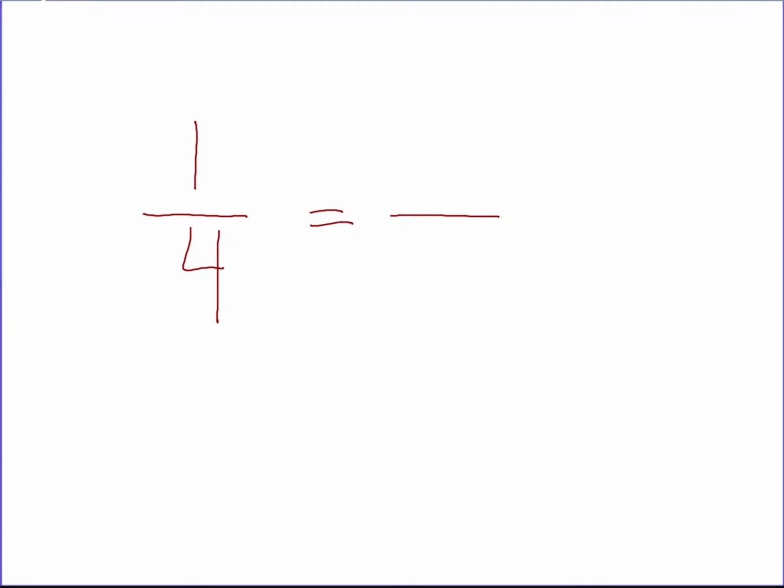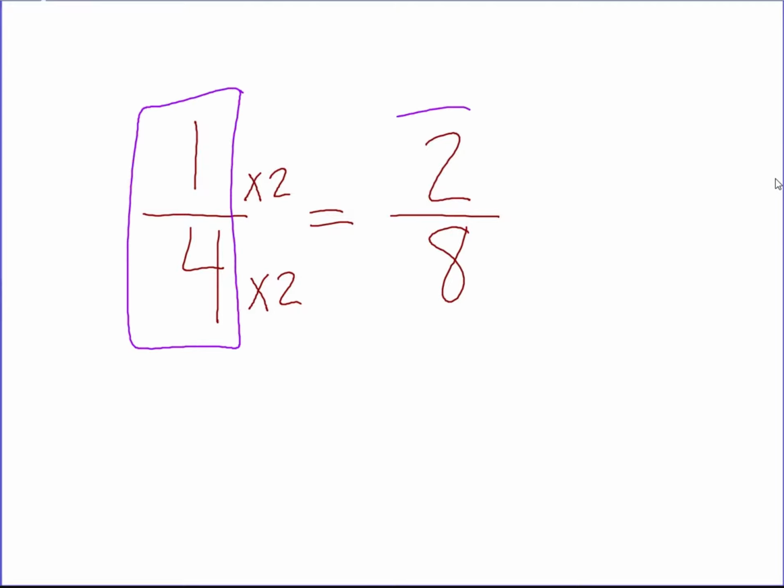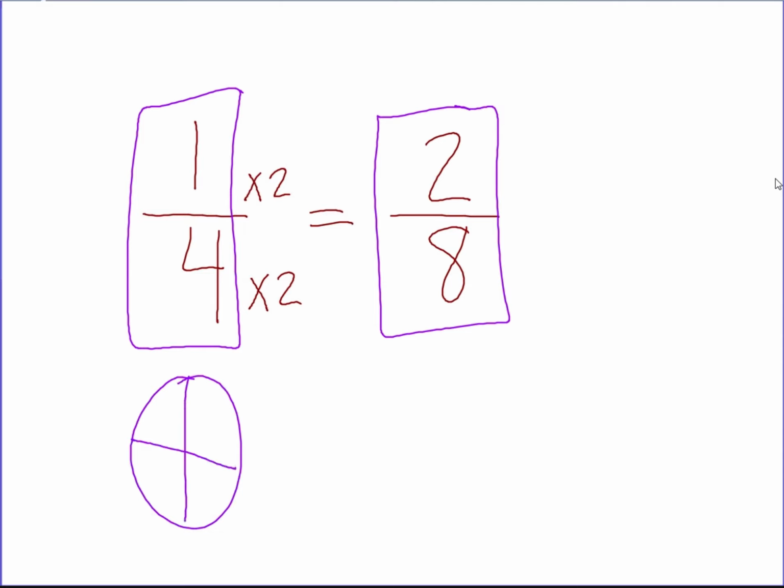Okay? So I'm going to multiply the top by 2, which means if I do it to the top, I have to do it to the bottom. Okay? So what's 1 times 2? 2. What's 4 times 2? 8. So guess what? 1/4 equals 2/8. That is a true statement. Okay? Look at that. You got 1/4 and you've got 2/8. Okay, my pictures aren't perfect, but do you see how that's the same thing? 1/4 is equal to 2/8.